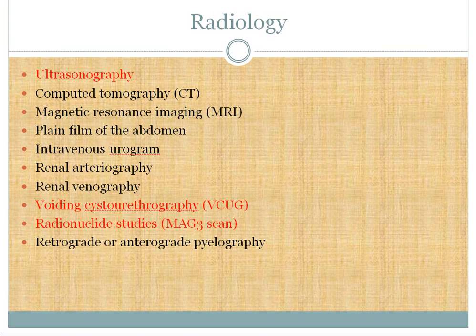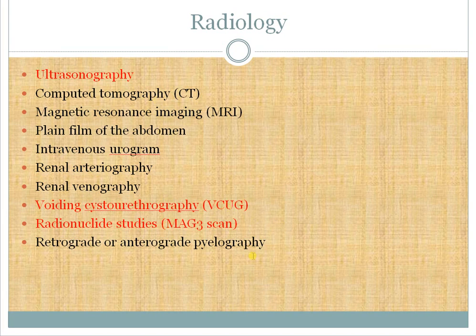abdomen. Intravenous urogram. You have renal arteriography if you are suspecting any vasculature issues, renal venography. Then you have voiding cystourethrography, which is VCUG. I would like to explain this a little bit more. The ones I have highlighted in red are three studies that are very commonly used in outpatient settings in pediatric nephrology to diagnose various diseases, and these are the three most commonly used investigative studies.